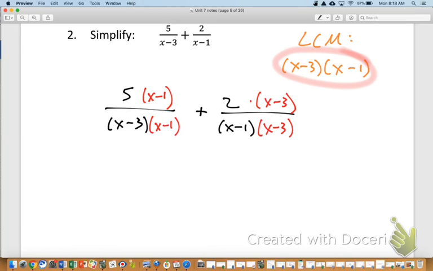I still, to be honest with you, I would not multiply that denominator out yet, or ever. But I am going to do a little work with the numerator. So my denominators are still what they are.